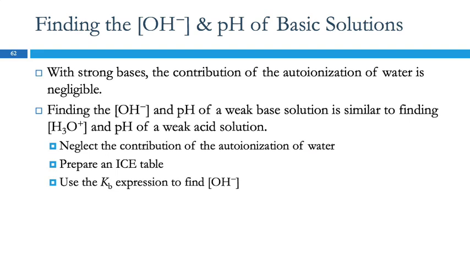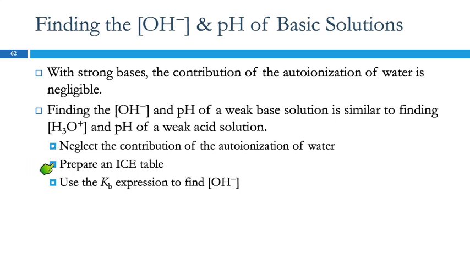With strong bases, the contribution of the autoionization of water is negligible. We don't need to think about that. So if we want to find the hydroxide ion concentration, the pH of a weak base is similar to finding the hydronium ion and pH of a weak acid solution. We're going to use the Kb instead of Ka. Again, we can generally neglect the contribution of the autoionization of water.